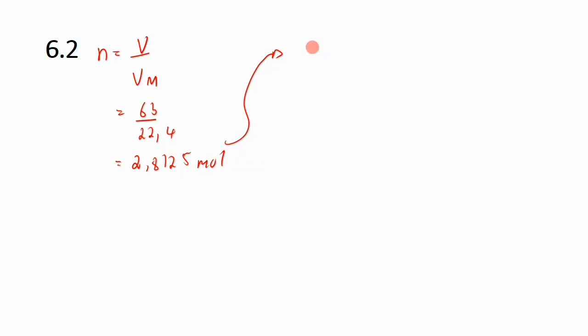So now starting with n is equal to V over Vm, we have our volume there is 63 as given, then over 22.4, we know this is the molar gas volume constant, and then calculating this one, we'll have 2.8125 mole, right? Then from this one, we can now calculate the number of molecules. So here I'm avoiding rounding off to 2 decimal places because it is not the final answer, so I do not want to be losing those digits.